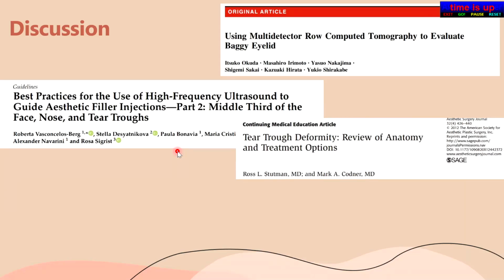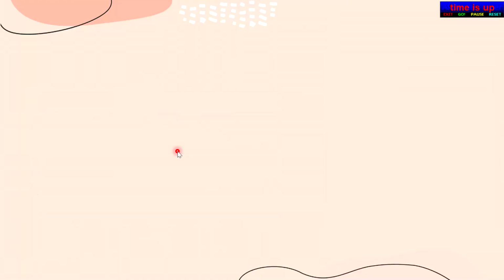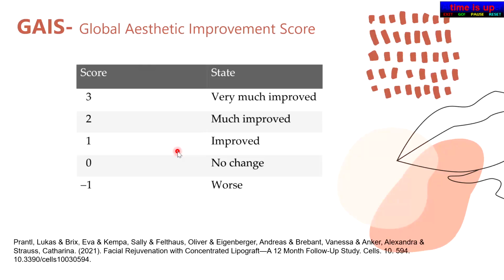And you also talked about GAIS. You didn't tell anything about that in your slide. Yes, sir, I told it. Sorry, I missed it. It is a global aesthetic improvement score, where we ask every patient how much he is satisfied by the results. We calculate it at each visit, and then we plot a line graph of the mean GAIS score of all the patients for each follow-up.